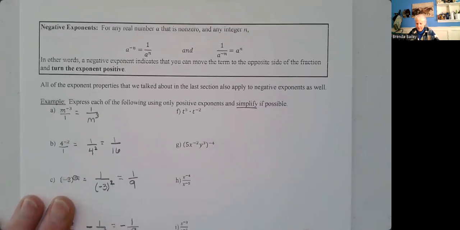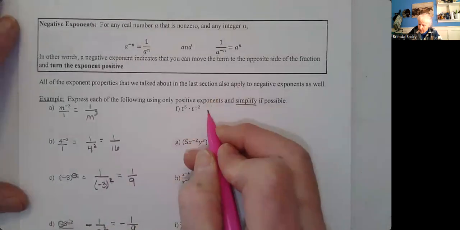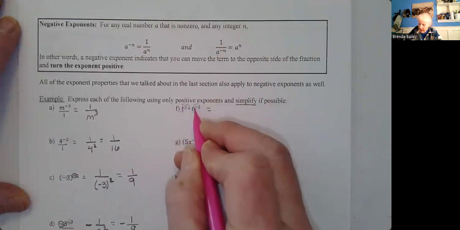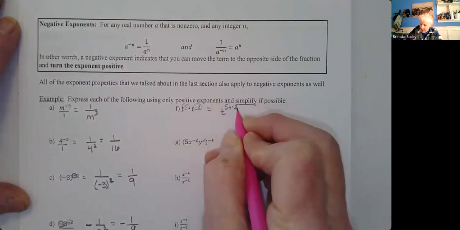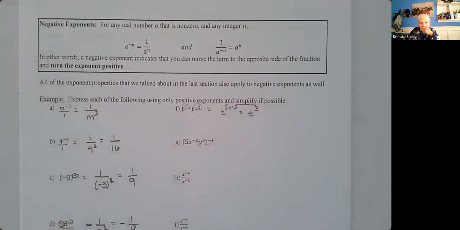F here, t to the 5th times t to the -2. What I advise you to do is, you could get rid of this, but what I would do is use your product rule and add your exponents. 5 plus a -2, and you get t to the 3rd. And you're done. It's already a positive exponent. 5 plus a -2 is 3. So you don't need to really worry about that. Okay.